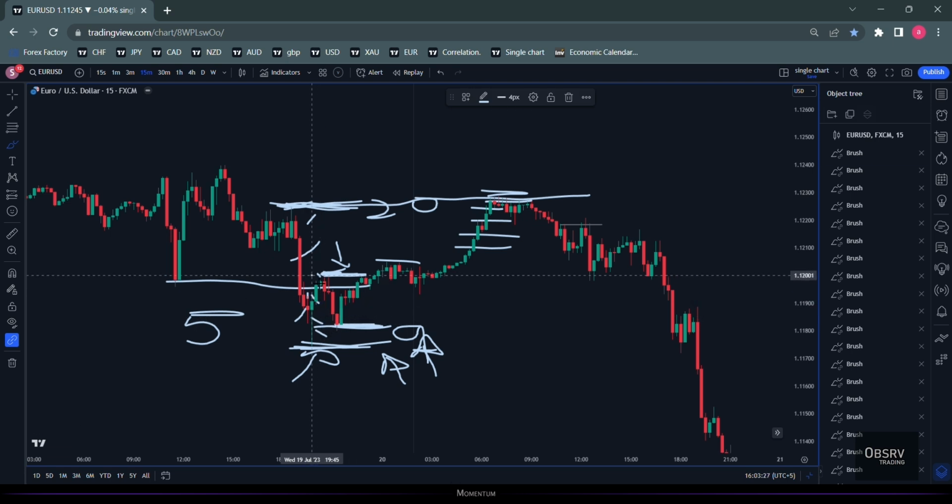1, 2, 3, 4, 5, 6, 7, 8, 9, 10, 11, 12, 13, 14, 15, 16, 17, 18, 19, 20, 21, 22. Oh, that's a lot of candles. 23, 24, 25, 26, 27, 28, 29, 30, 31, 32, 33, 34, 35, 36, 37, 38, 39, 40, 41, 42, 43. Let's put it down to 43.